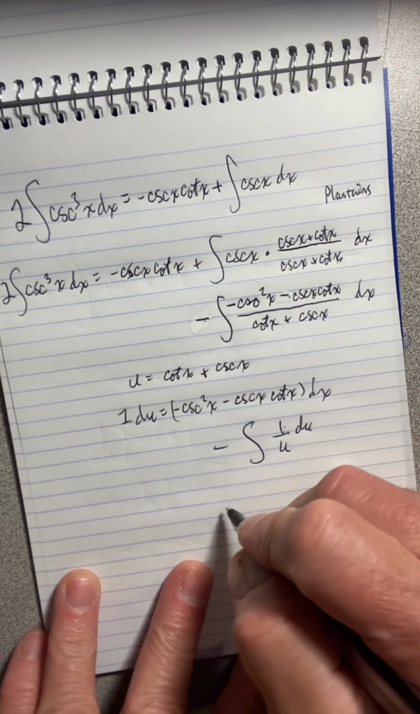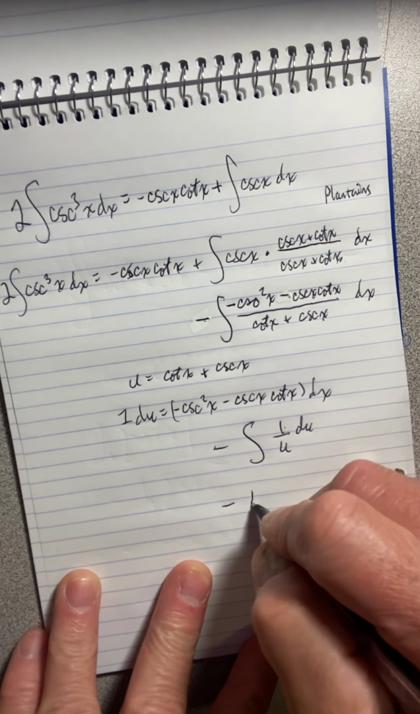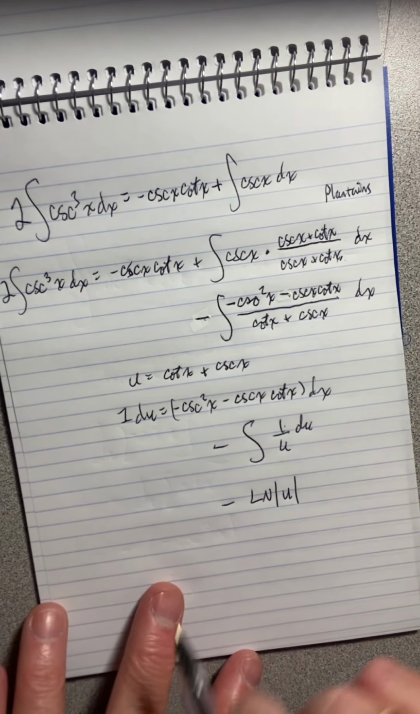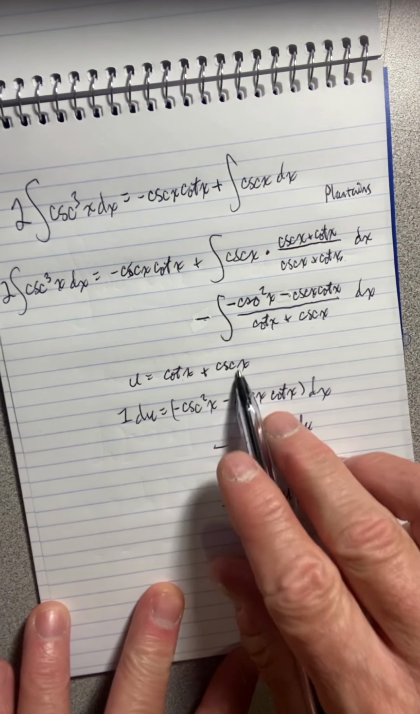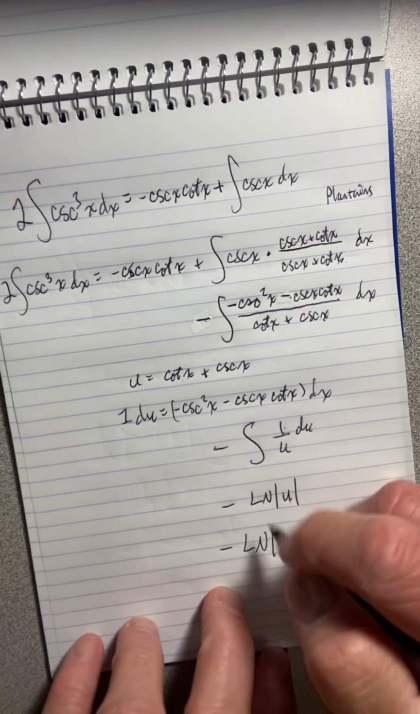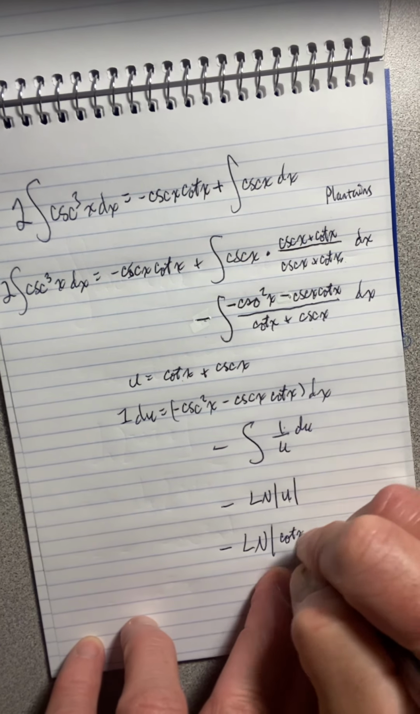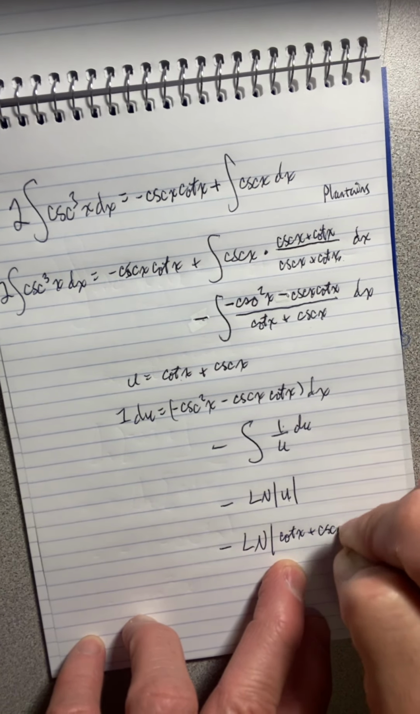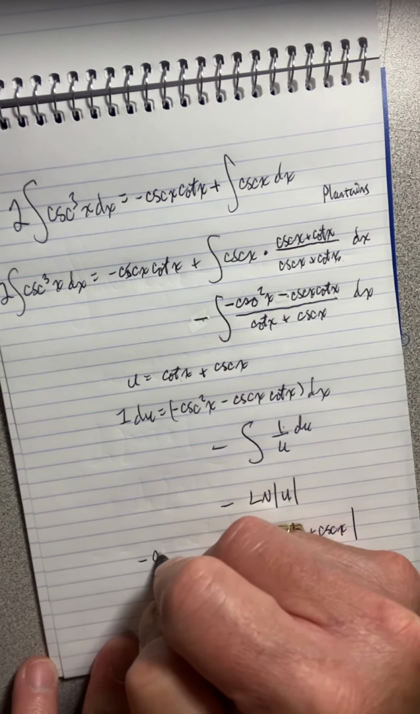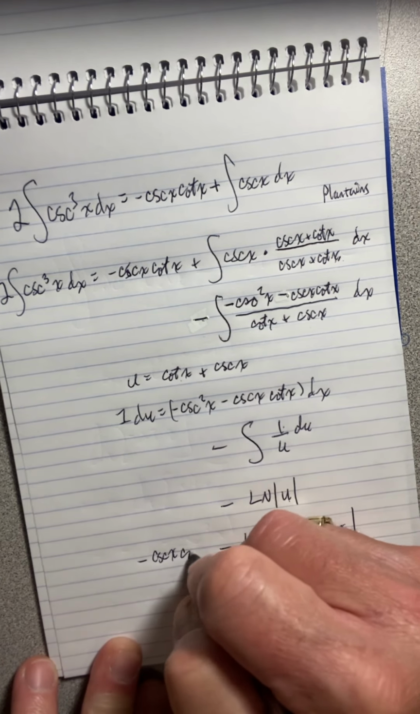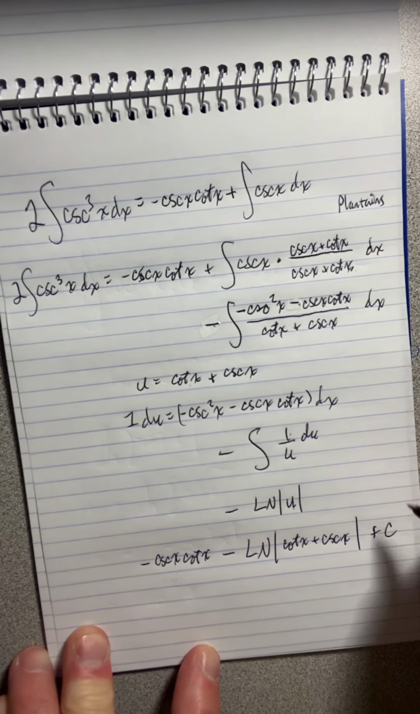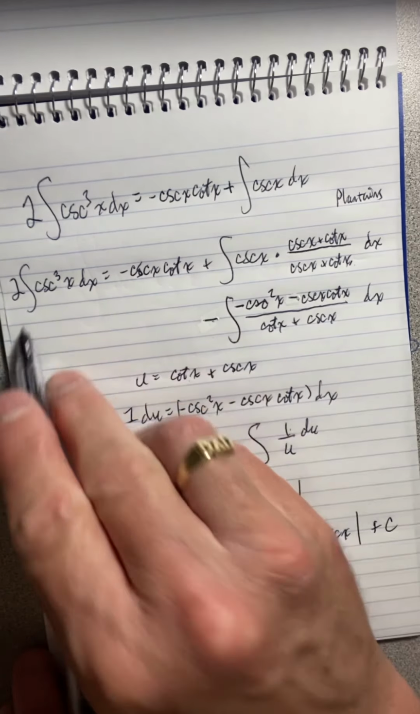But when you integrate 1 over u, you get the natural log of the absolute value of u. And what was u? Well, it was cotangent plus cosecant. So I get minus the natural log of the absolute value of cotangent x plus cosecant x. Don't forget this. It was negative cosecant x cotangent x. Don't forget your plus c. And then remember, we had 2 of them.